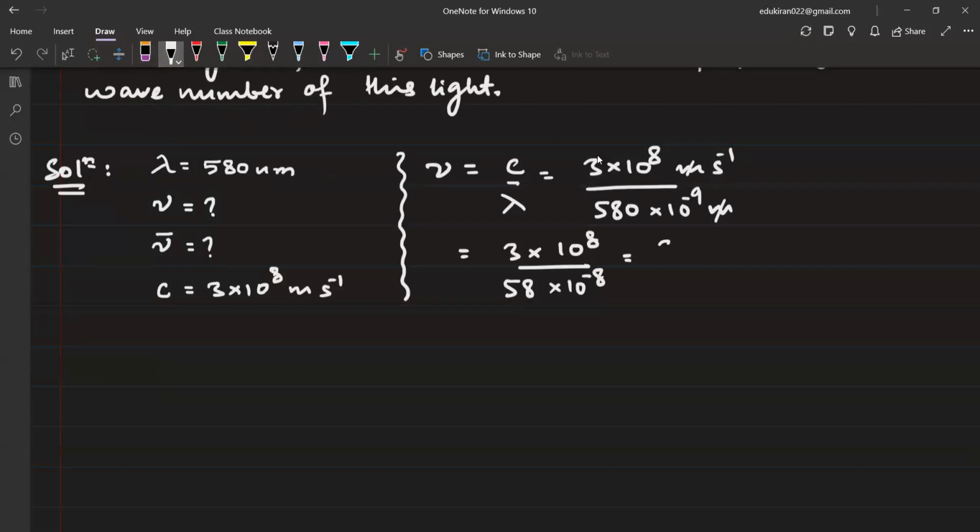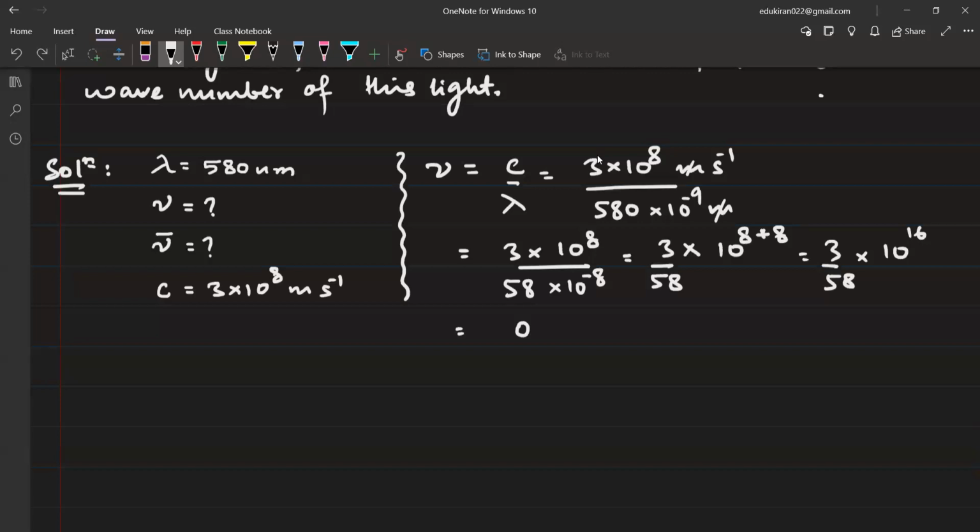Now you can further write this as 3 into 10 to the power 8 divided by 58 into 10 to the power minus 8. Minus 8 will go above and become plus 8. This will become 3 by 58 into 10 to the power 16. Now 3 upon 58 will be approximately how much? Tell me, guys. It will be approximately 0.05.